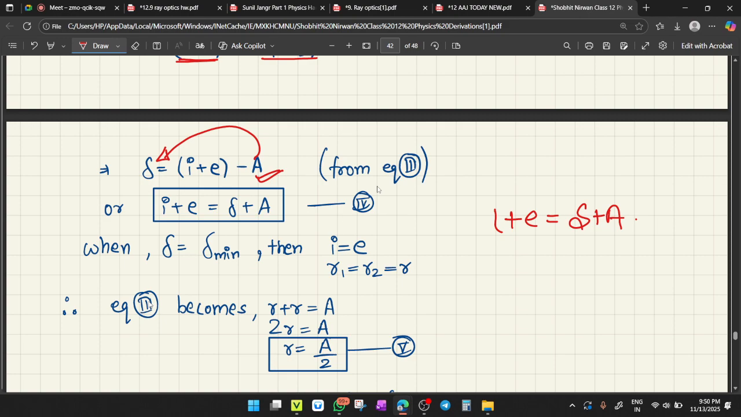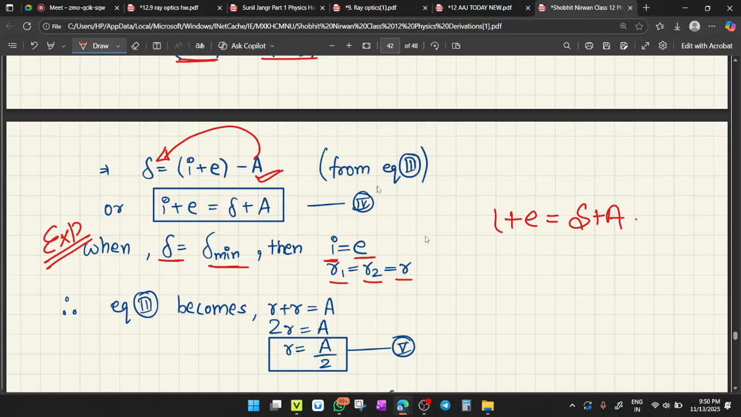Clear? Okay. For the condition of minimum deviation, these are experimental conditions. We have to just learn this. So for delta equals delta minimum, we see I equals E, meaning angle of incidence equals angle of emergence, and R1 equals R2 equals R. Both the refraction angles should be equal. Clear? So I equals E and R1 equals R2.